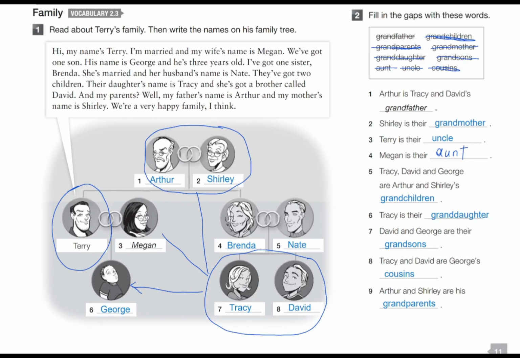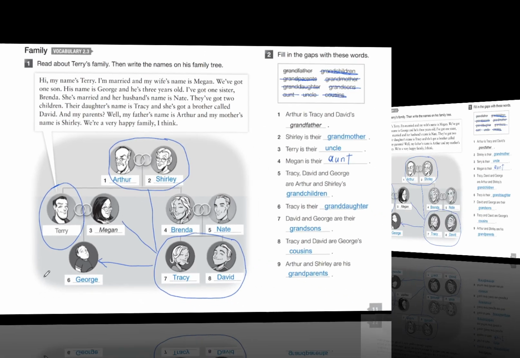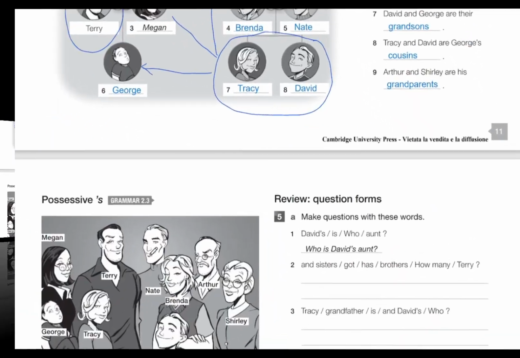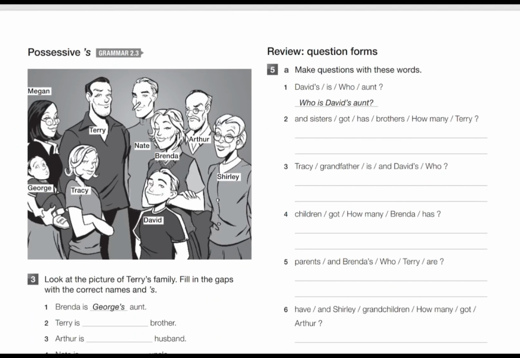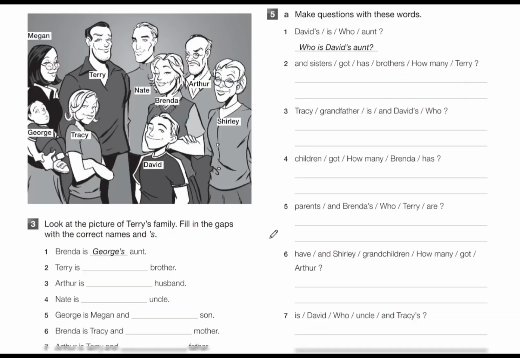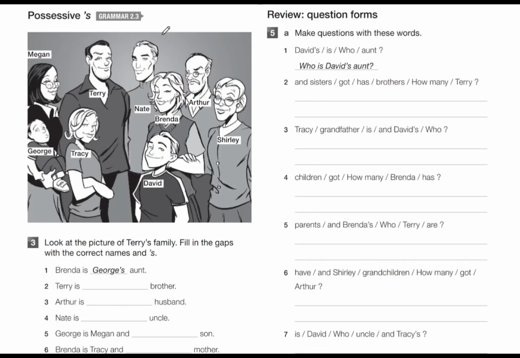Now we're going to move to page 11 just to finish 2B. And let's see what we've got there. As you can see, this family tree of families continuing, Terry's family. And exercise 3 is based on this picture, this family. Look at the picture of Terry's family. Okay, great. Fill in the gaps with the correct names and apostrophe S.